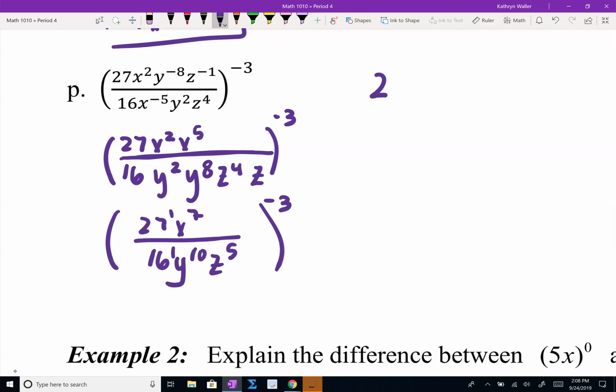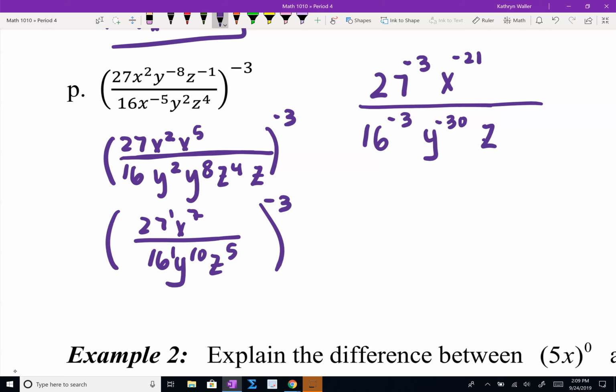So now the 27 is raised to the 1 times negative 3, which is a negative 3. The x is 7 times negative 3, which is negative 21. The 16 is to the 1 times negative 3, a negative 3. The y is to the negative 10 times 3, which is a negative 30. The z is to 5 times negative 3, a negative 15.